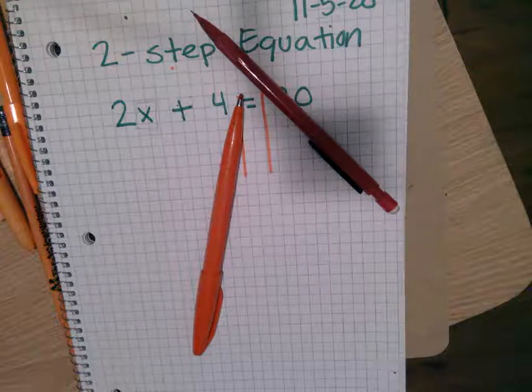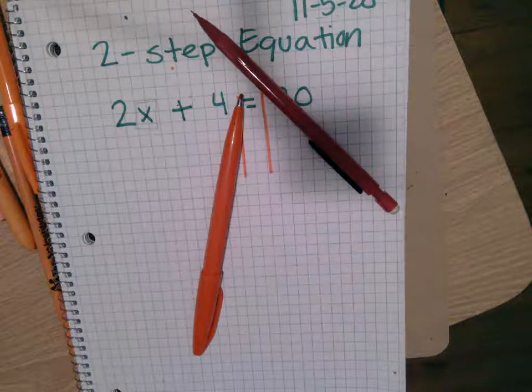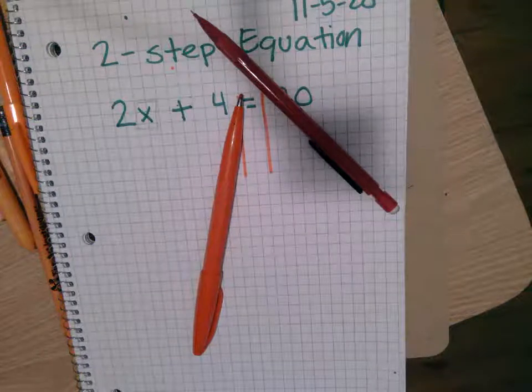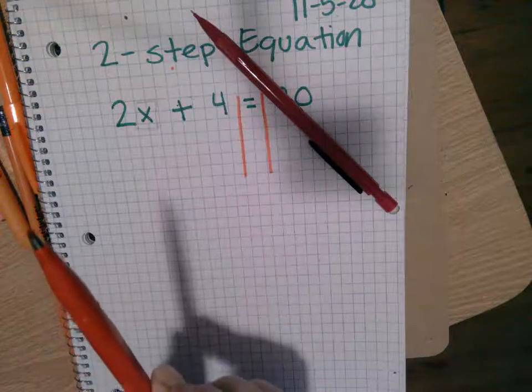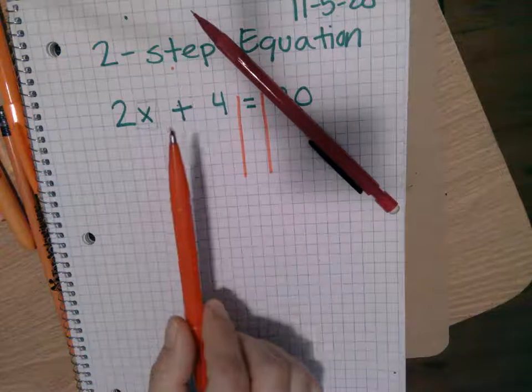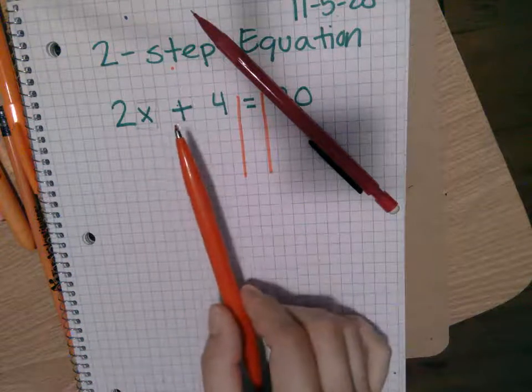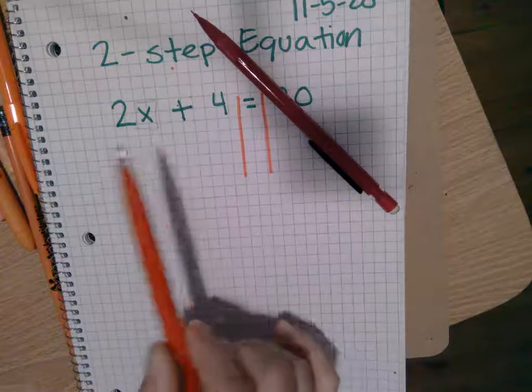So what does that mean? That means that you have to make sure you move the correct number first. Okay? So you don't just say, I'll just move the 2 first, or I'll just move the 4 first. No. Mathematically, there's one way of doing it.